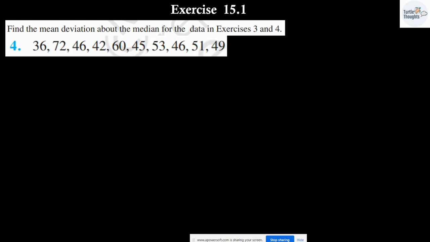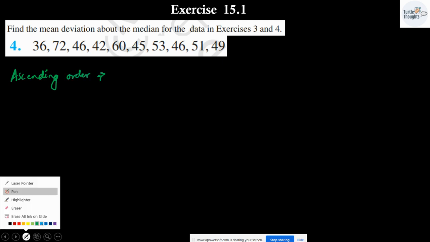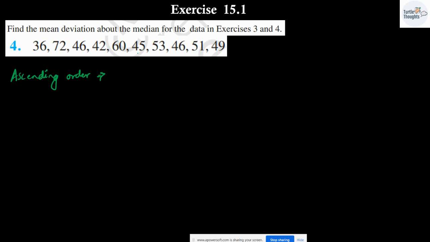We'll go to the next question, question number 4. Again, the question remains the same: mean deviation about the median for this data. First, let me write down in ascending order in order to find the median. In ascending order, when I write these values, first it will be 36, next 42, then 45, then I have 46 two times, then 49, 51, 53, 60, and 72. This is what I have.